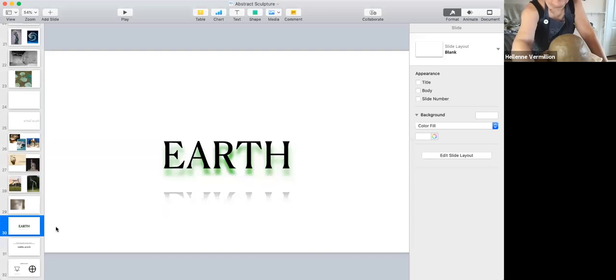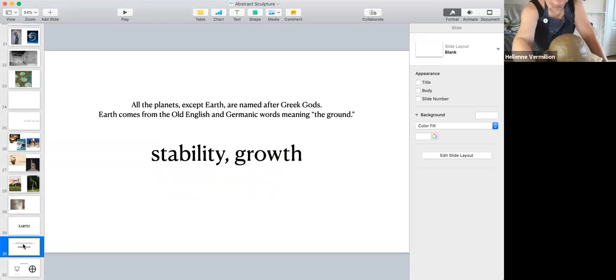Okay, so for Earth, and it's one of the 4 elements, I found out that all the planets except Earth are named after the Greek gods, and Earth is the only one that doesn't have a Greek god name. It comes from the Old English and Germanic words just meaning the ground. So the Earth symbolizes stability, but it also symbolizes growth, as all things or plants grow from Earth.